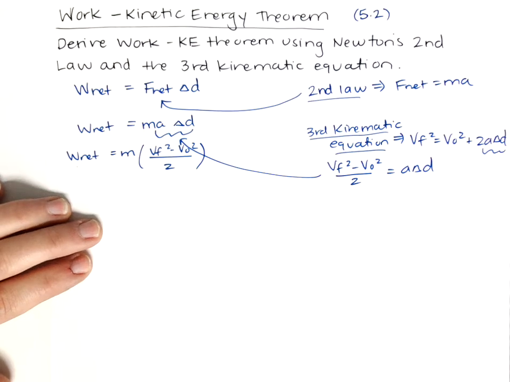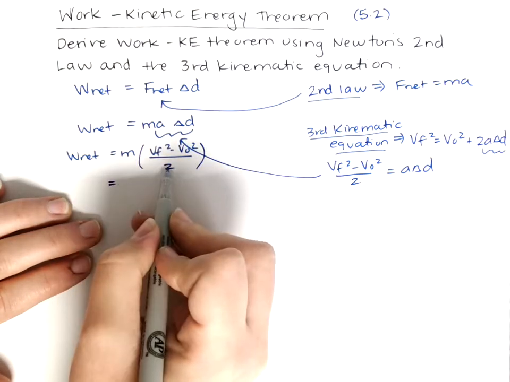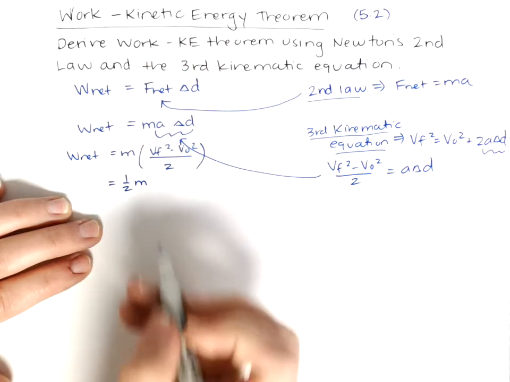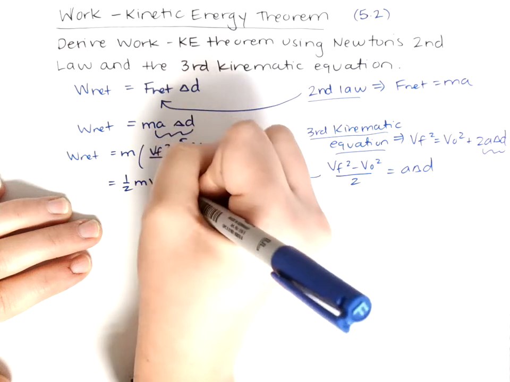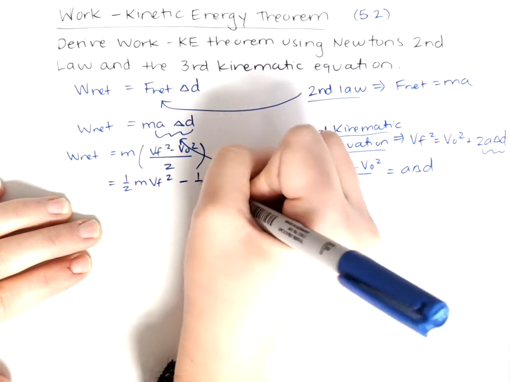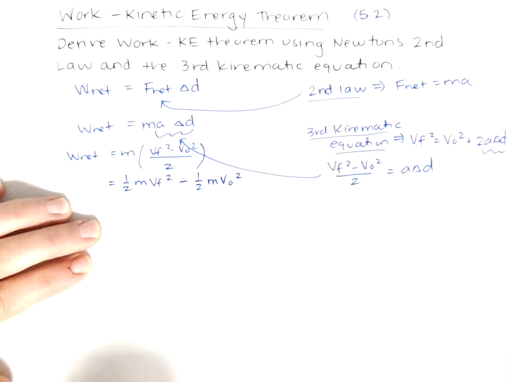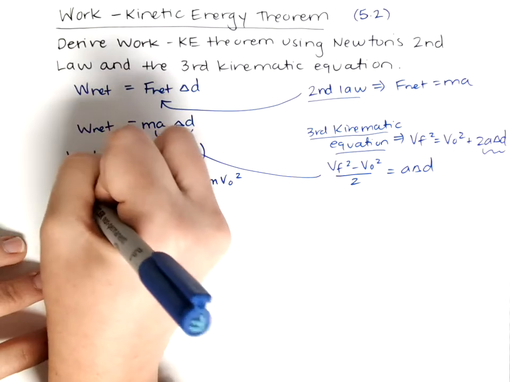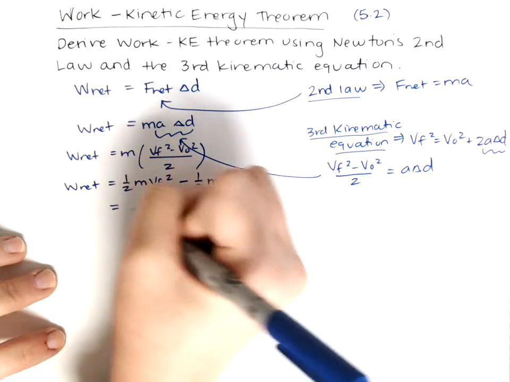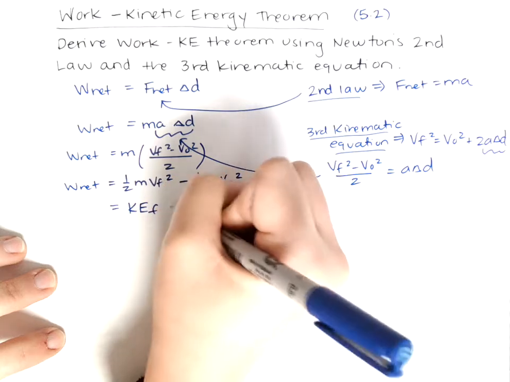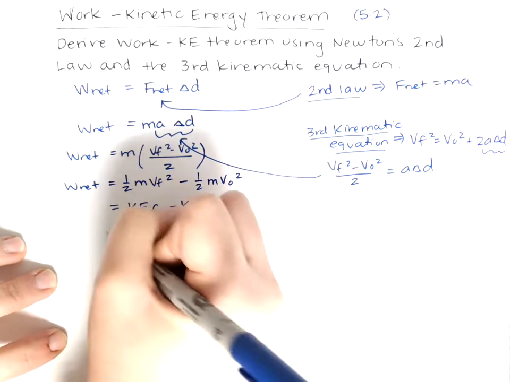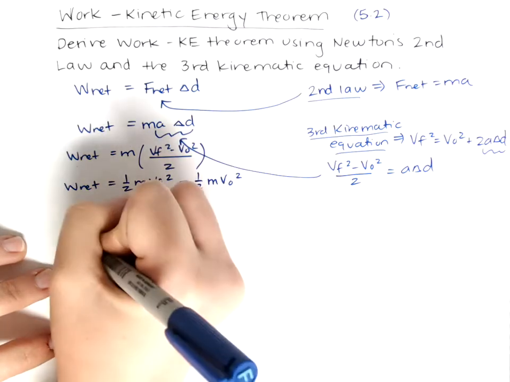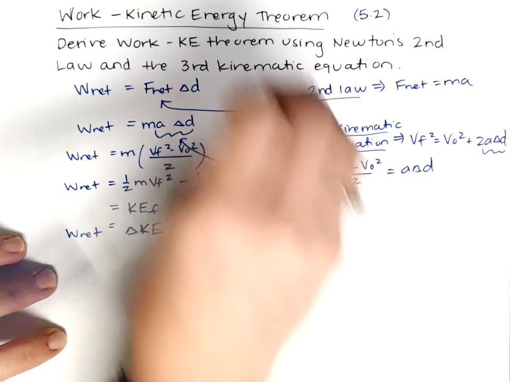And this may look familiar to you. Let's pull out that 2, so we get a 1/2 and we have an m here, 1/2 m multiplied by V final squared, subtract 1/2 m V initial squared. That should look familiar to you. That is our kinetic energy equation. So we can say that the net work on an object is equal to kinetic energy final minus kinetic energy initial. And we all know that a final minus an initial is just the change in something. So our net work is equal to delta KE.